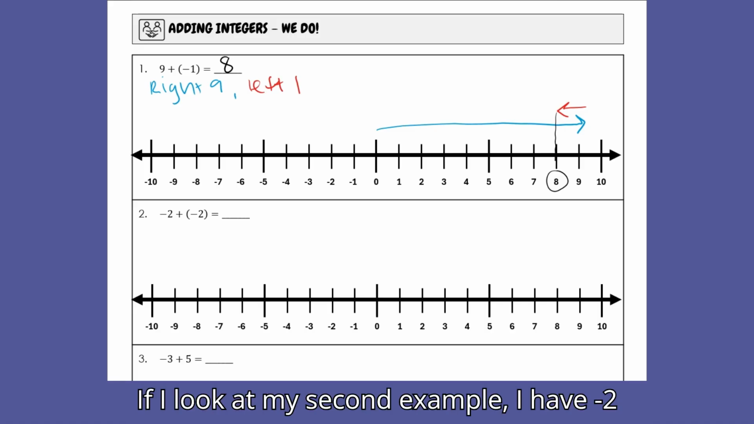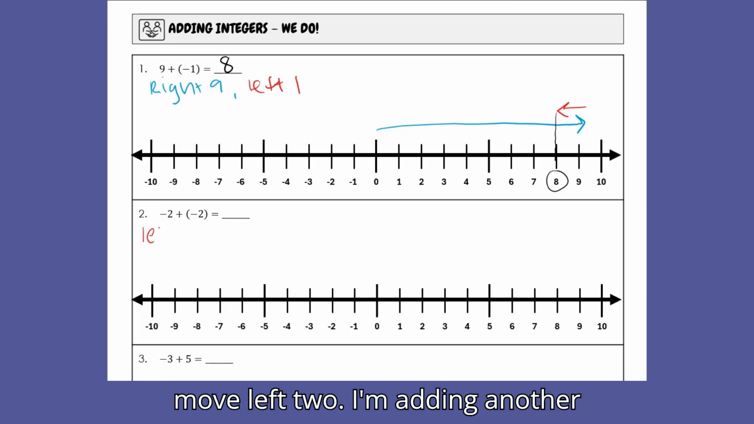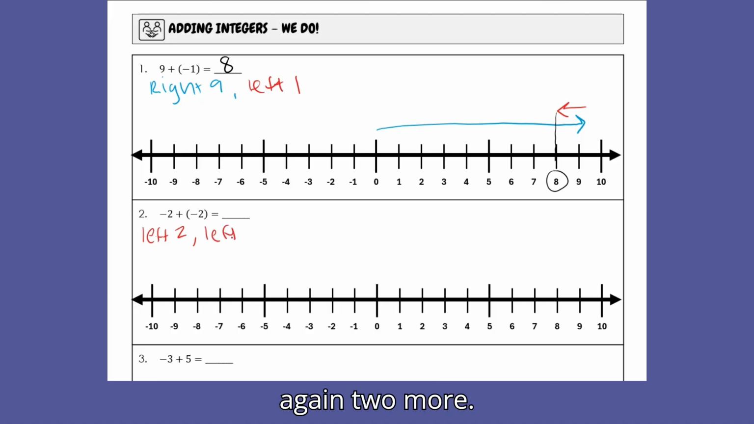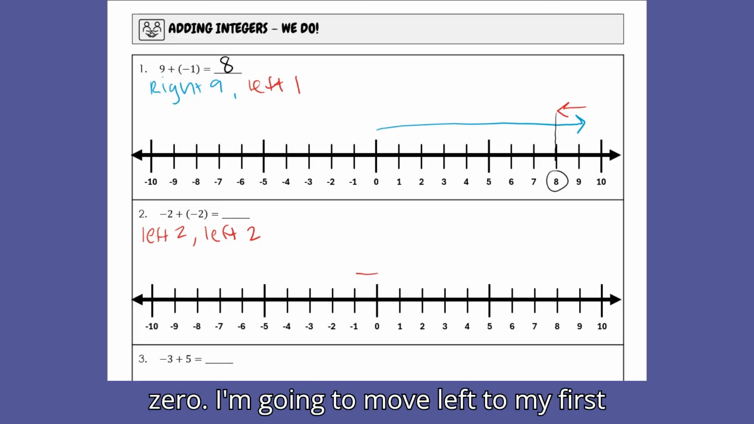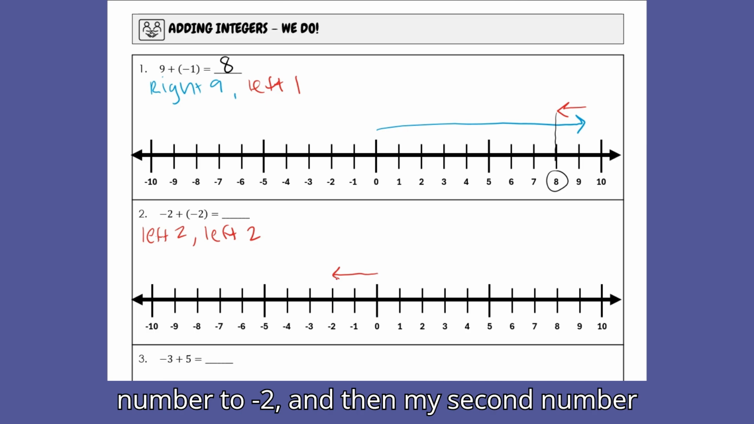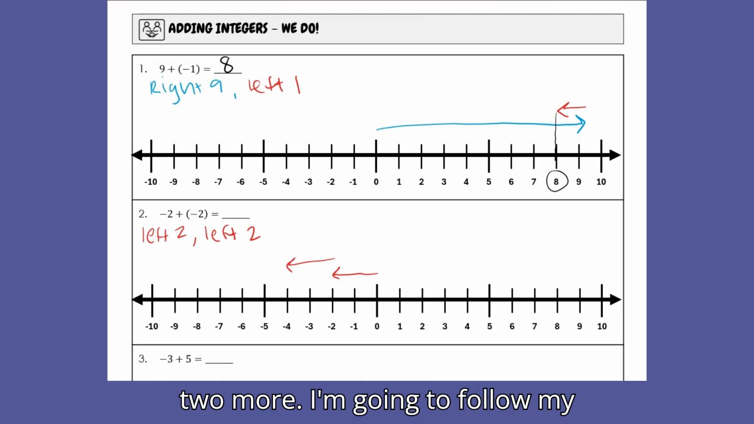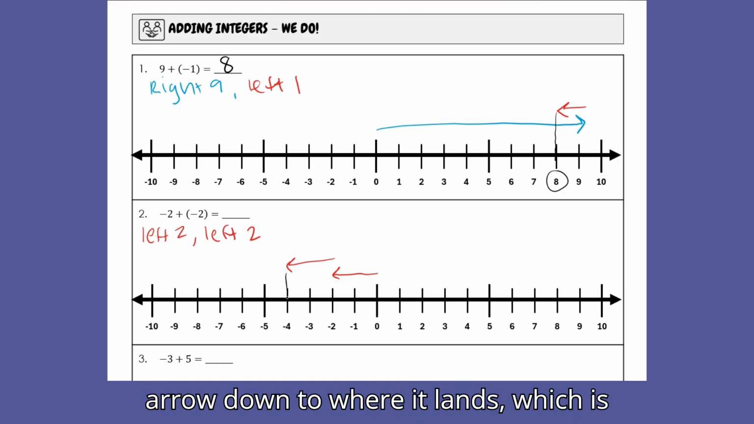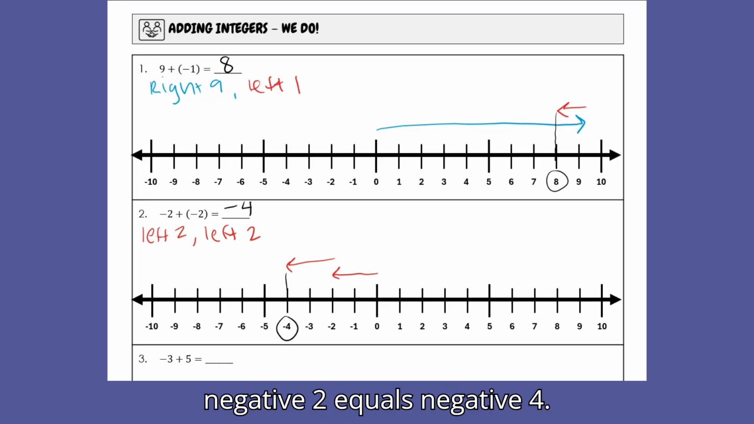If I look at my second example, I have negative 2 plus negative 2. Negative 2 means I'm going to move left 2. I'm adding another negative 2, so I'm going to move left again 2 more. As a reminder, I'm always starting at 0. I move left to my first number, negative 2, and then my second number tells me I'm going to go left 2 more. I follow my arrow down to where it lands, which is negative 4. That means negative 2 plus negative 2 equals negative 4.